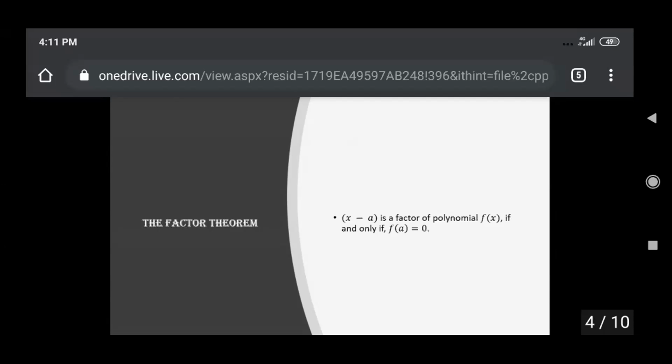Factor theorem is almost the same as the remainder theorem. It's a corollary of the remainder theorem. The factor theorem tells us that x minus a is a factor of polynomial f of x if and only if f of a is equal to 0. Means whenever the polynomial becomes 0, we can say that x minus a will be a factor of polynomial f of x.